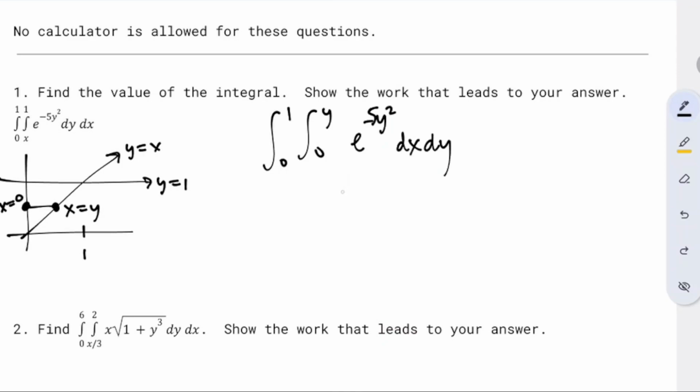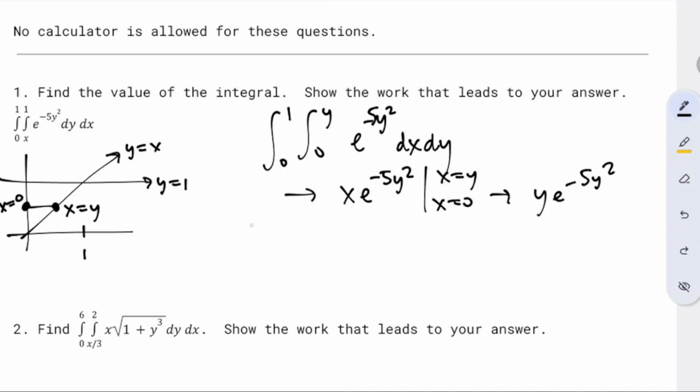Okay, with respect to x, I would get an x as my antiderivative. Okay, so x equals 0 to x equals y. When x equals y, I get y e to the negative 5y squared. And when I plug in x equals 0, I get 0. So I'm going to integrate 0 to 1 on y. Let's see, I'm going to leave some room. E to the negative 5y squared. Really what I'm going to want is negative 10y, right? Because that's the derivative of negative 5y squared. So if I multiply by negative 10 on the outside, I should divide by negative 10 on the outside. And then I should be good to go.